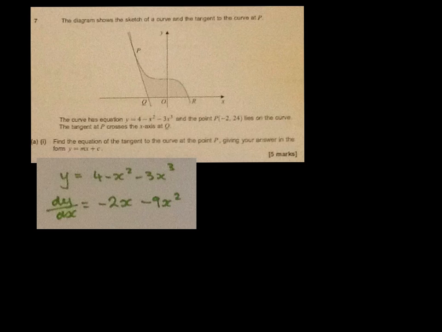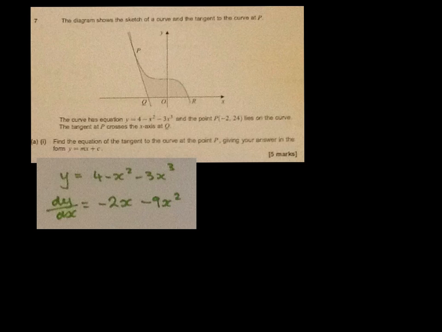Okay, so we've differentiated the curve. The 4 would disappear, the 2 would come down in front, so I'd end up with the minus 2x, don't forget that minus. The 3x cubed term, the 3 from the cubed would come down in front to make minus 9, and then the power would reduce to the 2.